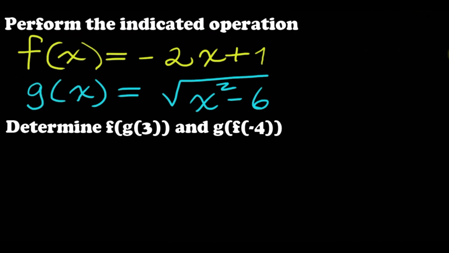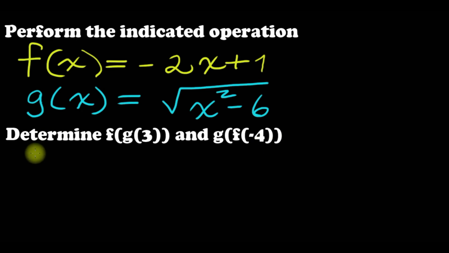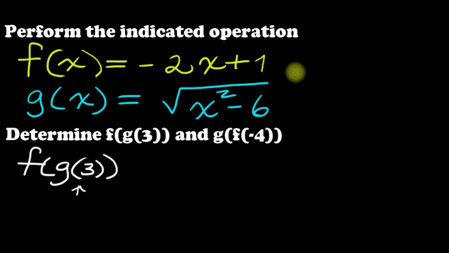So here it says to perform the indicated operation. Okay, so we're given two functions, f of x and g of x. And we're looking for f of g of 3 and then g of f of negative 4. Okay, we're looking to evaluate f of g of 3. Okay, so this is a composition function. To determine what this is, first thing you have to do is find out what g of 3 is. G of 3, think of it as g of x. Right, so g of x.